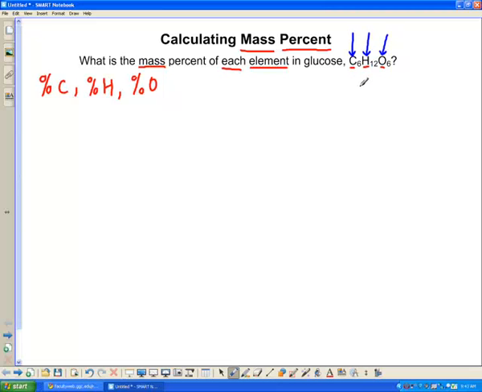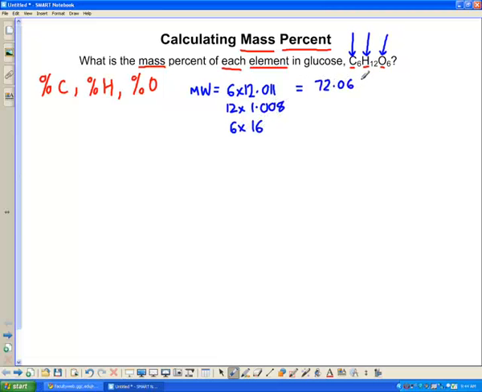So let's do the molecular weight for glucose first. Alright, so that molecular weight of glucose. Well, we know we have 6 carbons. Each carbon's got an atomic mass of 12.011 grams per mole. Each hydrogen, of which there are 12, has an atomic mass of 1.008 grams per mole. And then for the 6 oxygens, each one's got an atomic weight of 16 grams per mole.